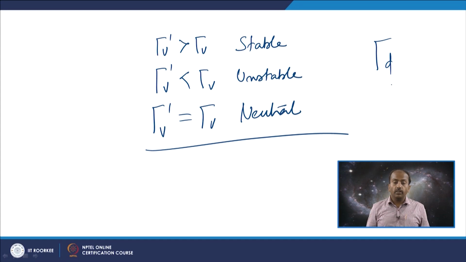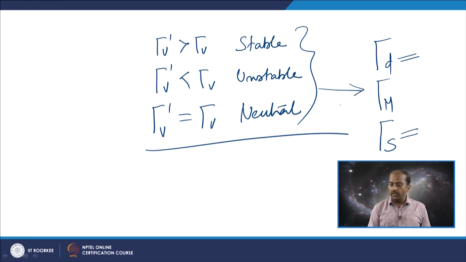In the next class, we will try to reframe this stability condition in terms of other lapse rates that we have already derived. For example, we have seen what a dry adiabatic lapse rate is, what a moist adiabatic lapse rate is, and how these two are different. We have also seen what a saturated adiabatic lapse rate is and why gamma d is greater than gamma s. Now we will see how we can reframe these conditions of stability in terms of lapse rates that we are very well acquainted with.